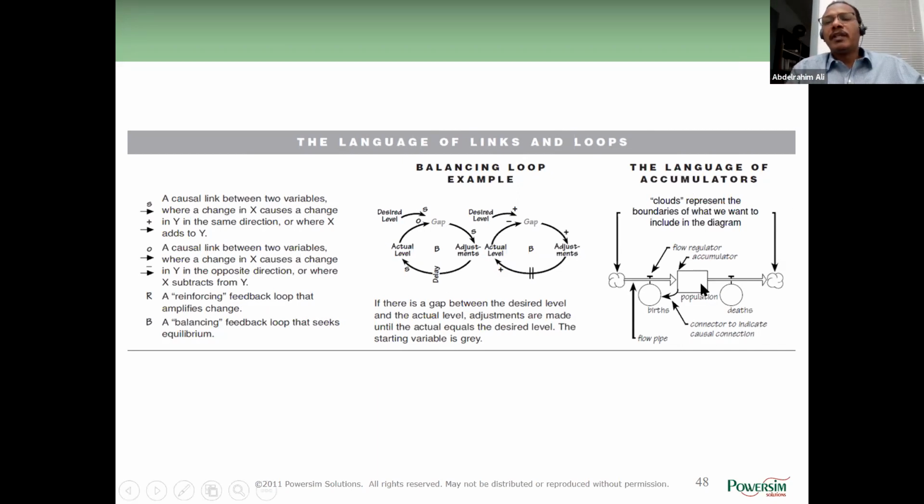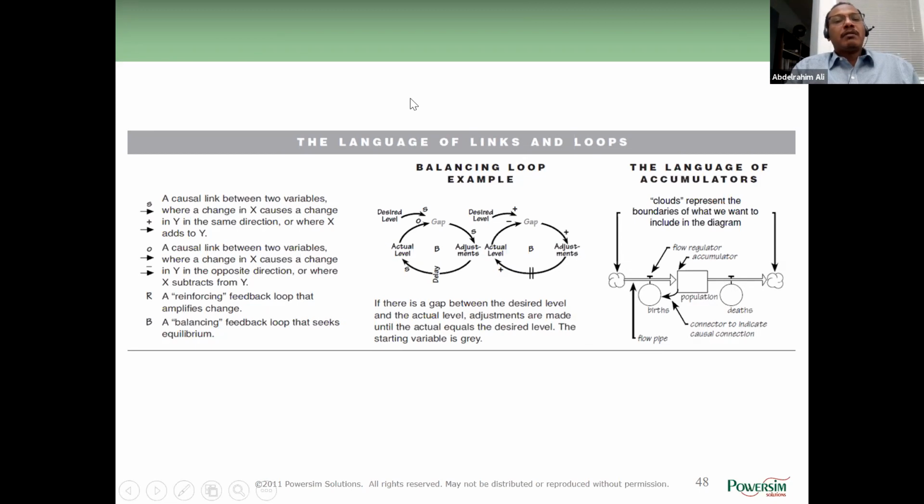The other part is the language of accumulators, which is the stock and flow. For example, here this is the flow in, this is the accumulation, this is the depletion. For example, births will increase the population, and deaths will decrease the population. In a simple way, this is the inflow pipe and the depletion pipe.